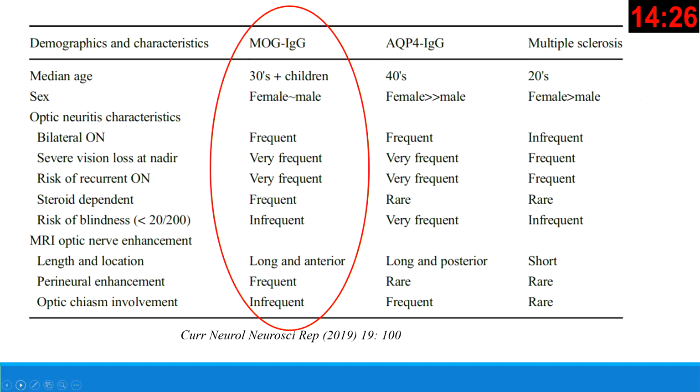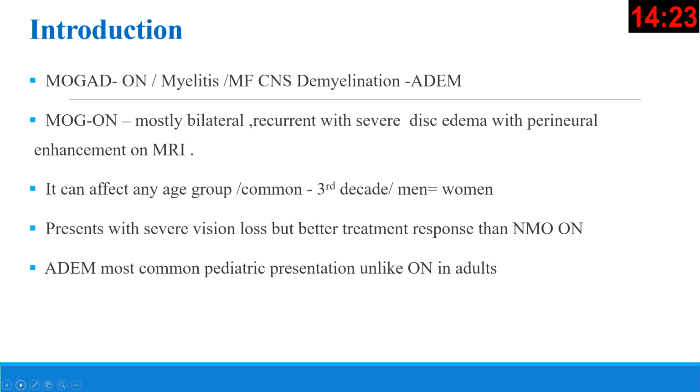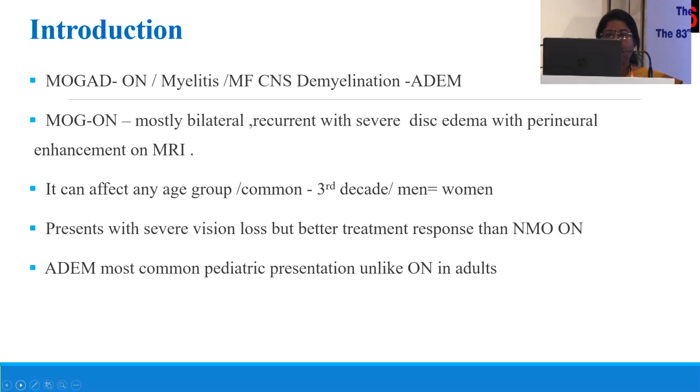So MOG optic neuritis can be a spectrum of disease. It can be an isolated optic neuritis or a myelitis, multifocal CNS demyelination, or ADEM, which is more commonly seen in the pediatric age group. And the MOG optic neuritis can be bilateral, recurrent, with severe disc edema, with perineural enhancement on MRI, and it can affect any age group, mostly in the third decade, and men and women are equally involved, and the presence of severe vision loss, which usually responds well, unlike the NMO spectrum disorders, is characteristic of MOG.